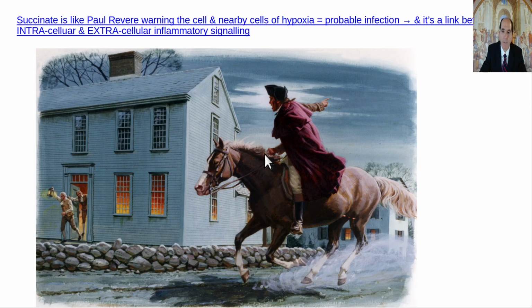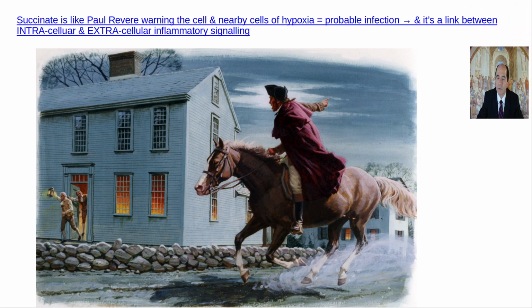So the response to hypoxia is basically very much like the response of cancer trying to get itself to grow. So here's Paul Revere, alerting everybody, 1 if by land, 2 if by sea. Okay, so that's what succinate is doing. It's taking an intracellular problem and communicating it to its neighbors to warn them.